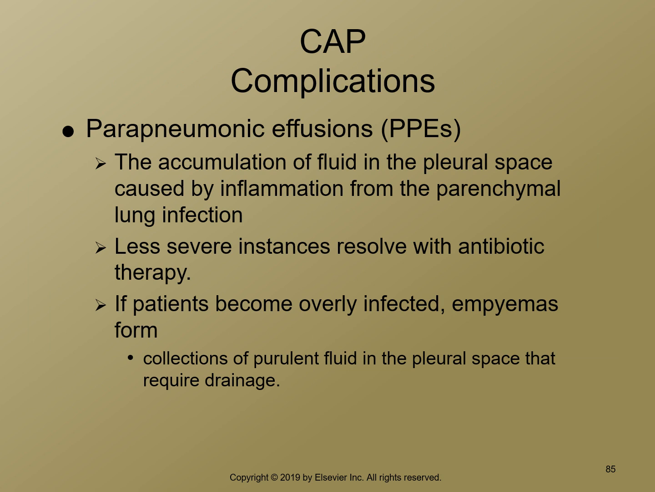Common complications of community-acquired pneumonia include parapneumonic effusions, and this occurs when accumulation of fluid in the pleural space is caused by inflammation from pulmonary lung infection. Parapneumonic effusions occur frequently in the setting of community-acquired pneumonia, so those that are less severe resolve with antimicrobial therapy. However, if appropriate therapy is delayed, the patients risk becoming overly infected, resulting in formation of empyemas, which are collections of purulent fluid in the pleural space that require drainage.